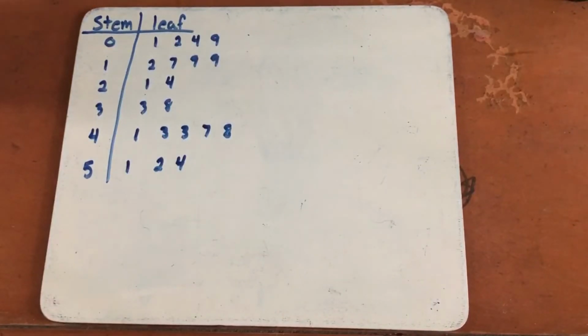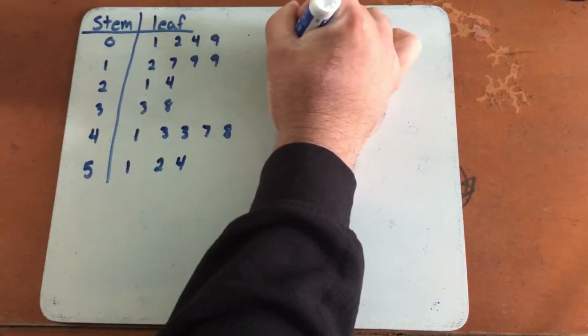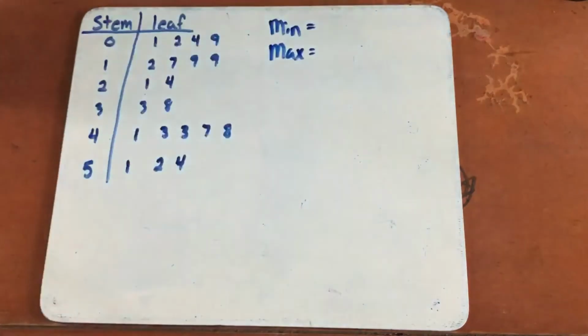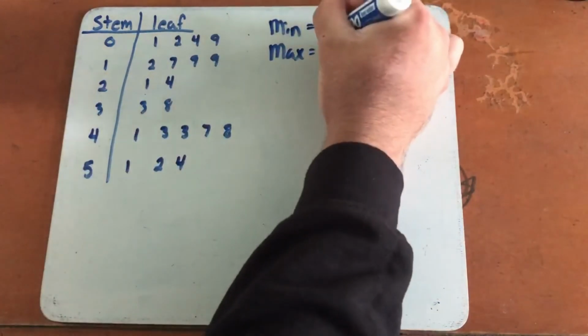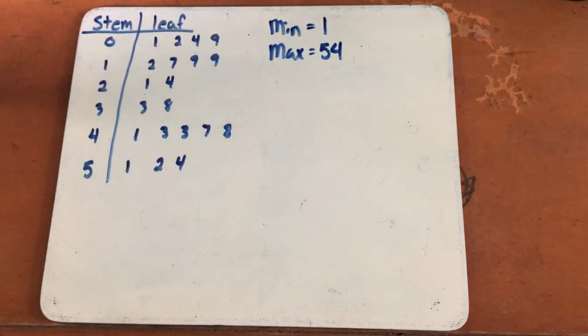All right, today we're going to look at how to make a histogram from my set of numbers. This is the same set of numbers from my previous lesson. So when I'm making a histogram, the first thing I want to do is find the minimum and the maximum. All right, so my minimum is 1, my maximum is 54. My smallest number is 1, largest number is 54. Now, when I make a histogram, I want there to be approximately 7 boxes.